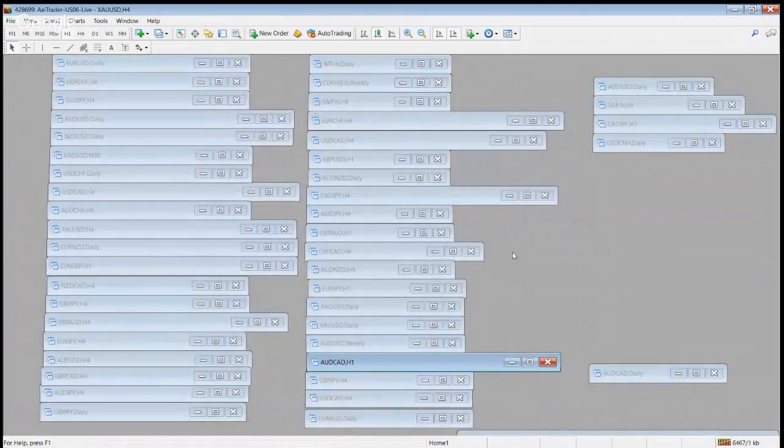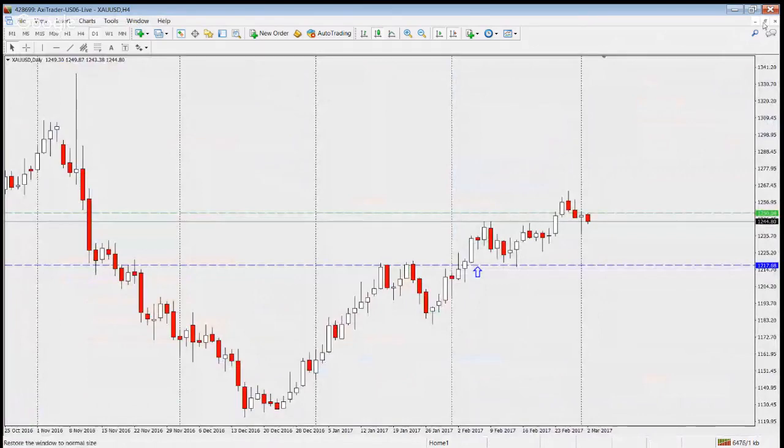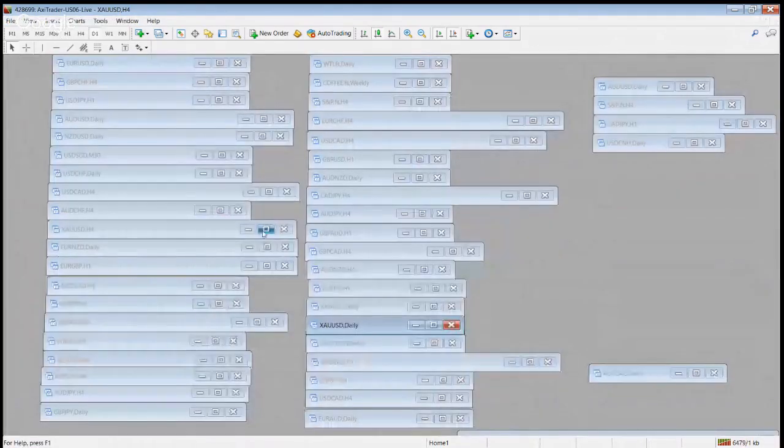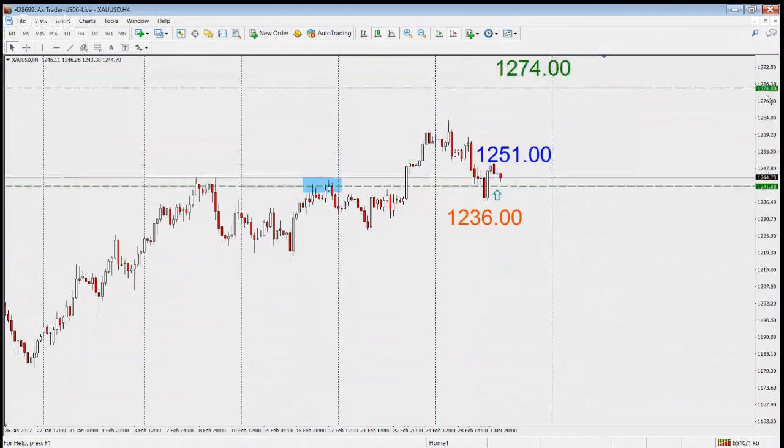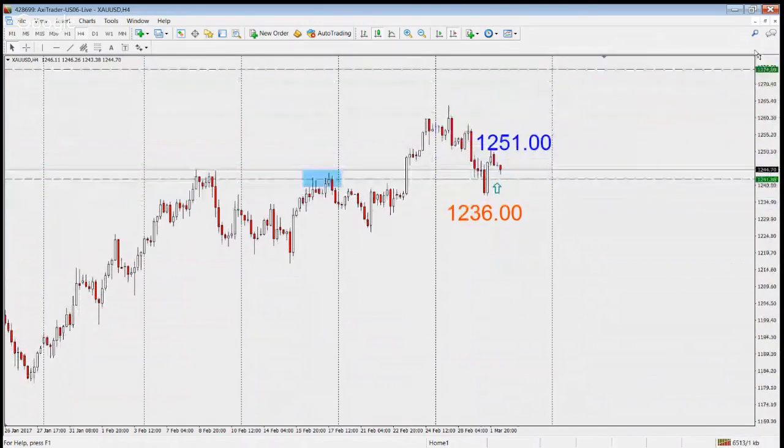And then gold is another one that I'm going to be taking a trade on. Right here. So if I can get it at 12.51, I will go long gold. All right. And then stop is at 12.36. And 12.74 and 13.05 are my targets on gold.